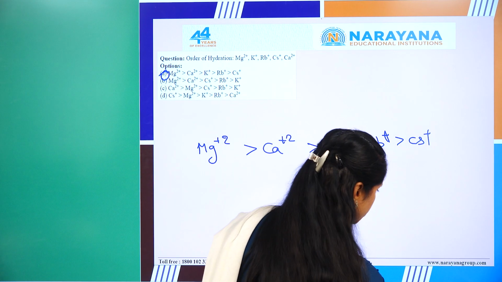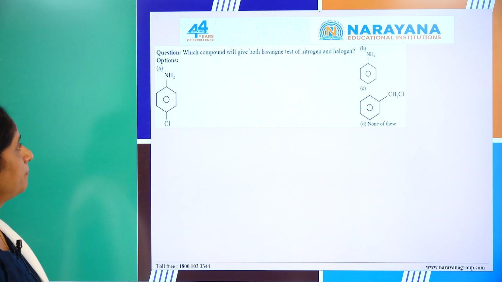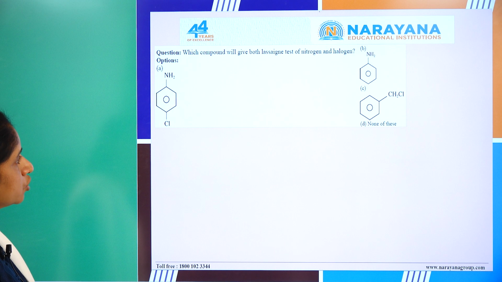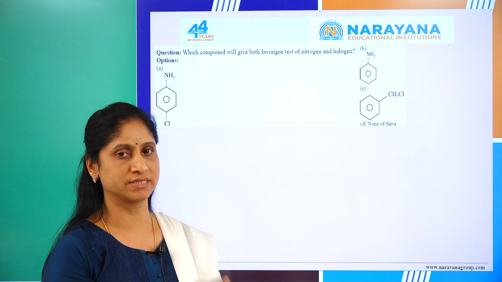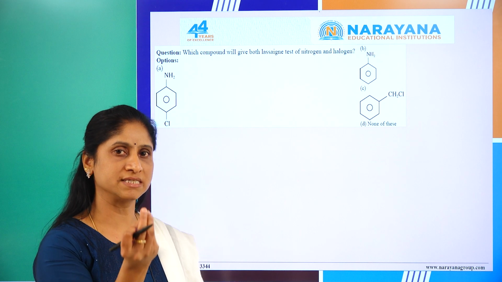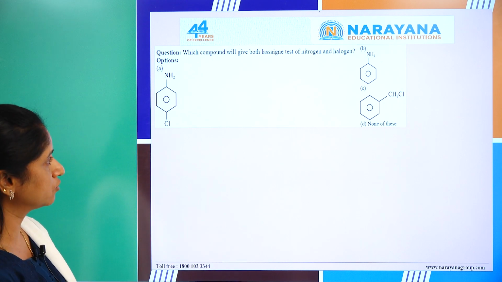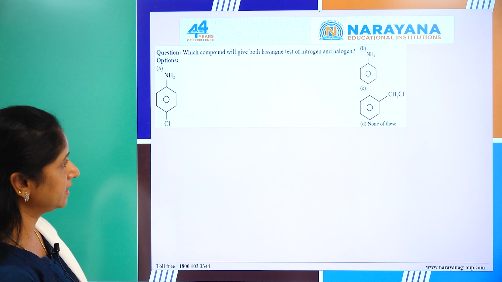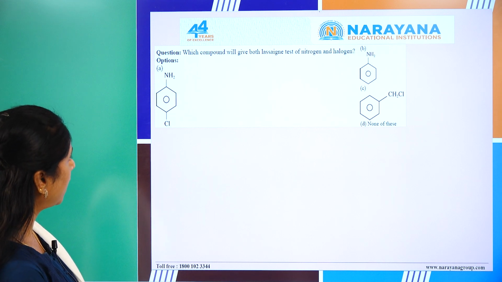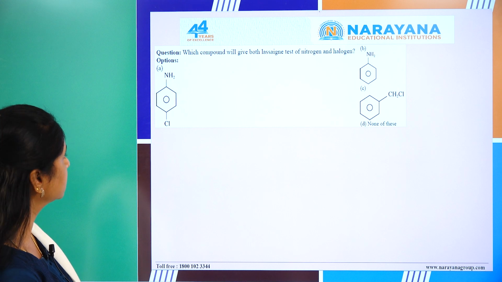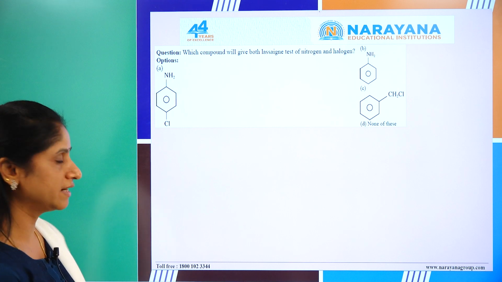Let us see the next question on the screen. Which compound will give both Lassaigne's test of nitrogen and halogen? Actually, they have given a very clear hint. They are asking for nitrogen and halogen. So first, as simple common sense, we can look for the organic compound containing both nitrogen and halogen, right? Options C and D do not have it, and A has both nitrogen and halogen.